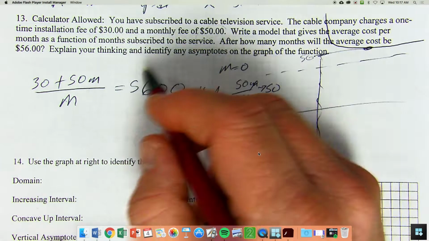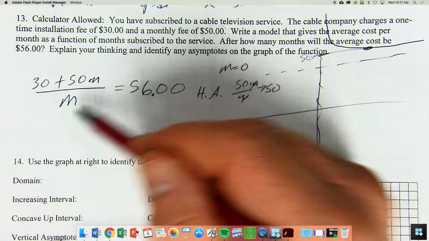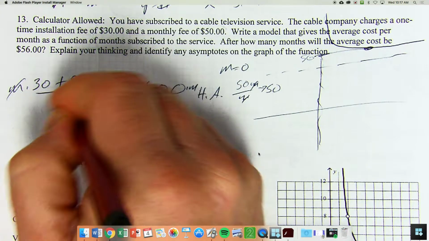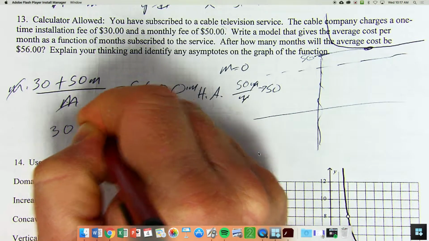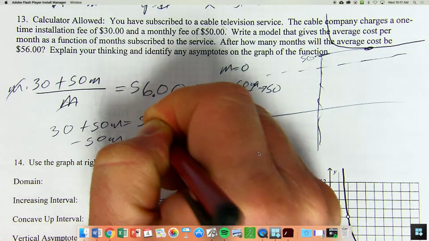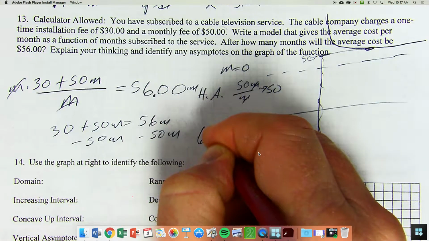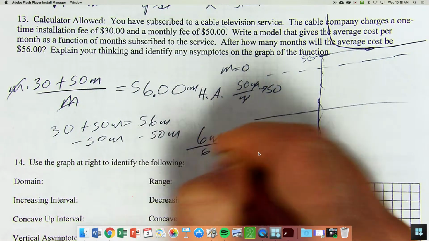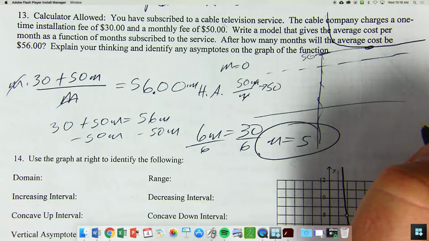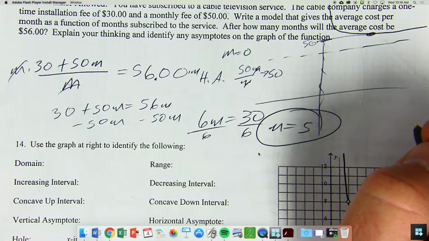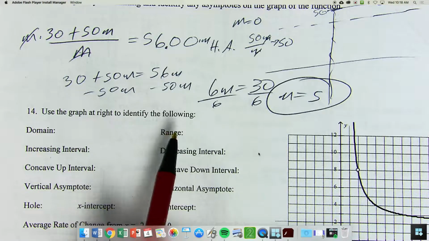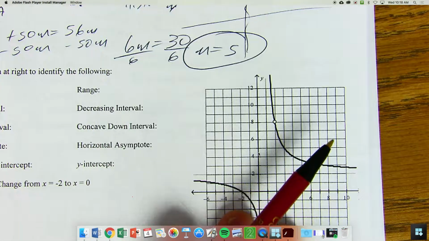You could, in all honesty, set them equal to each other and just multiply by m, giving you 30 plus 50m equals 56m. Subtract the 50. Don't regard simple math as not smart. In 5 months, that'll be the average cost. It's $56. Okay, done.